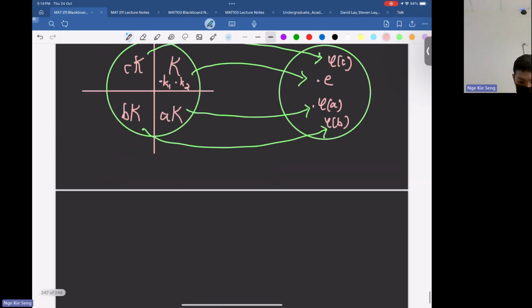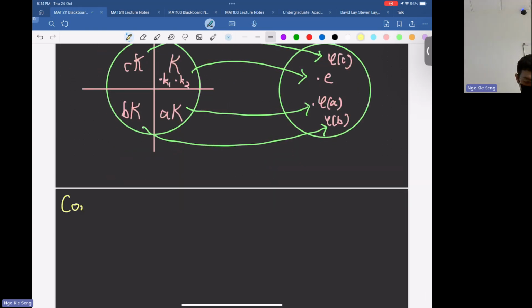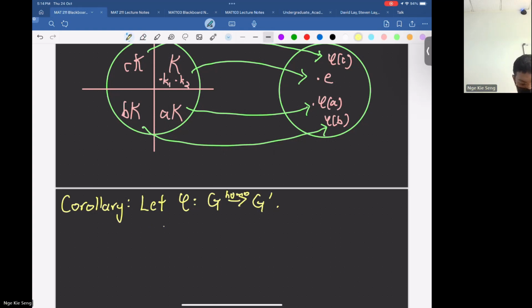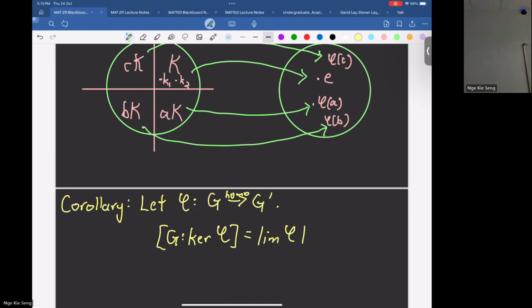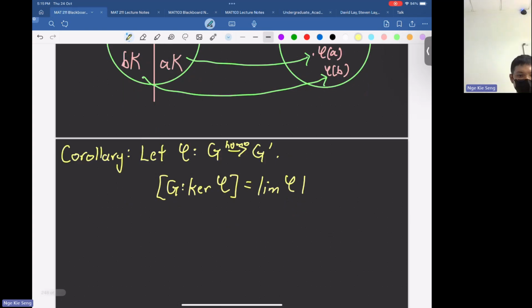Okay, so I'll put this as a corollary because this is coming from a previous corollary that we proved. So let's get our homomorphism phi, and then we will prove that the number of left cosets is equal to the cardinality of the image of phi. Do you still remember what the cardinality is? It's the number of elements inside the set. Okay, so we want to show that the two cardinalities are the same, right? So what should we do here?